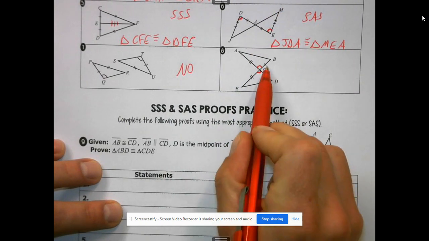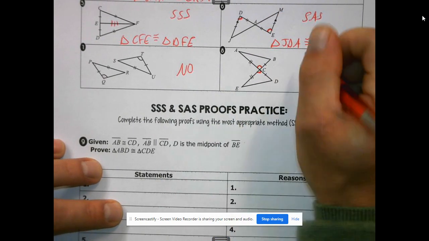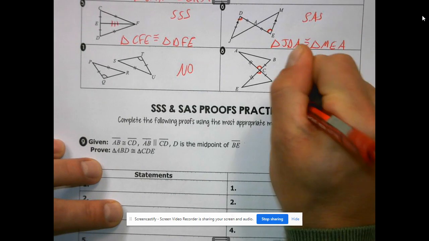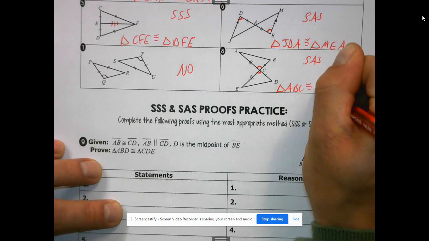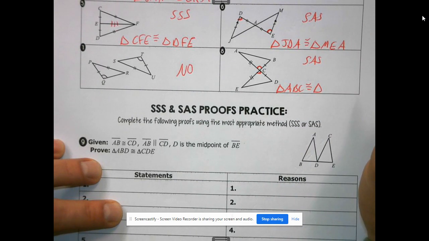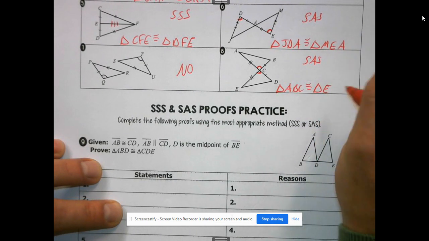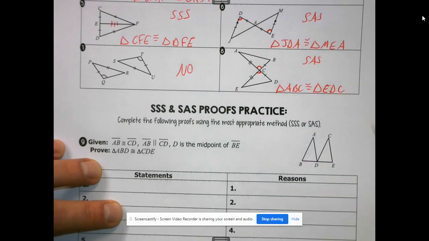So this will work for side, angle, side. I'll go triangle ABC. A matches with E, B matches with D, and C goes to C.